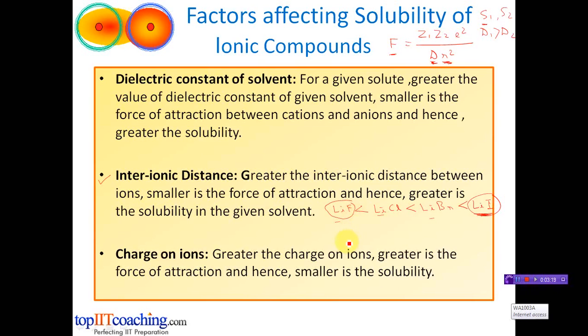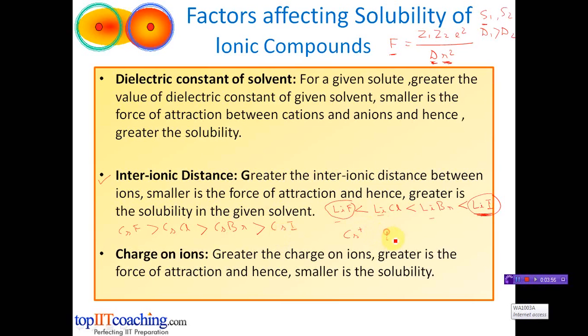However, if one of the ions is very big, the solubility increases with the decreasing size of other ion. For example, cesium fluoride, cesium chloride, cesium bromide, and cesium iodide. Cesium ion is a very big cation, so the order of solubility will be cesium fluoride more soluble than cesium chloride, which is more soluble than cesium bromide, which in turn is more soluble than cesium iodide.